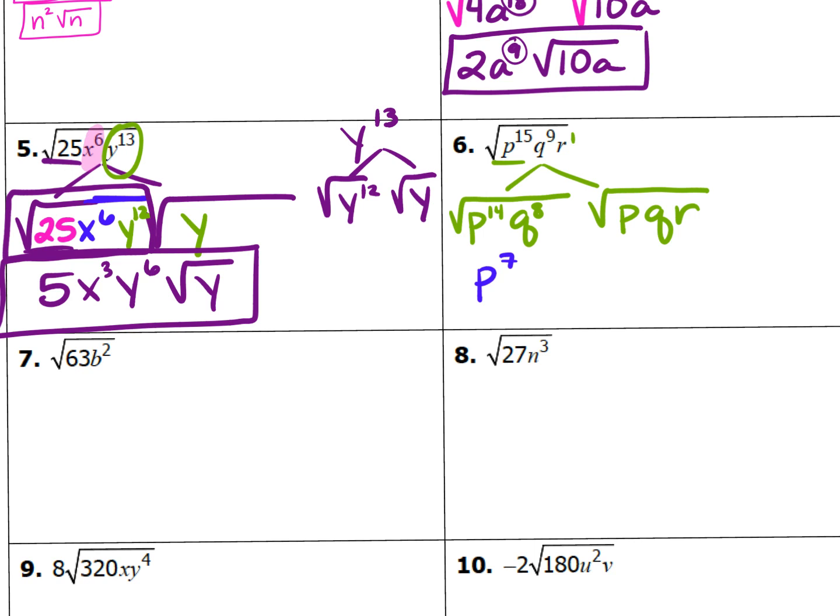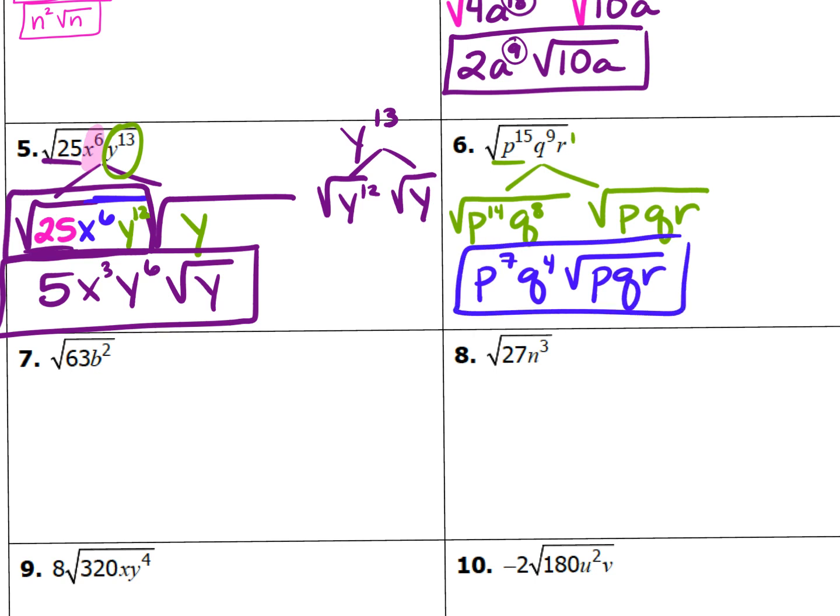Notice that's what takes our radical away. We're taking the square root of p to the 14th, so don't put a radical there again. Ditch the radical. Q to the 4th, and then the square root of pqr. Good? Okay.